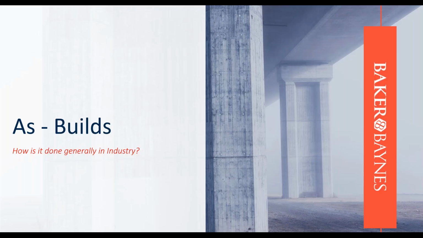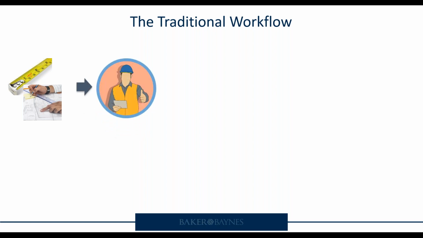When it comes to the as-built part of it, how is it generally done in industry? I like pictures, so I'm going to show you what I've seen users do in industry. First of all, we normally get some measurements of the existing site, and unfortunately, this is via tape measure. It's a pain, to put it bluntly. Then we try to sketch this by hand. Once we've got that, it goes to construction.